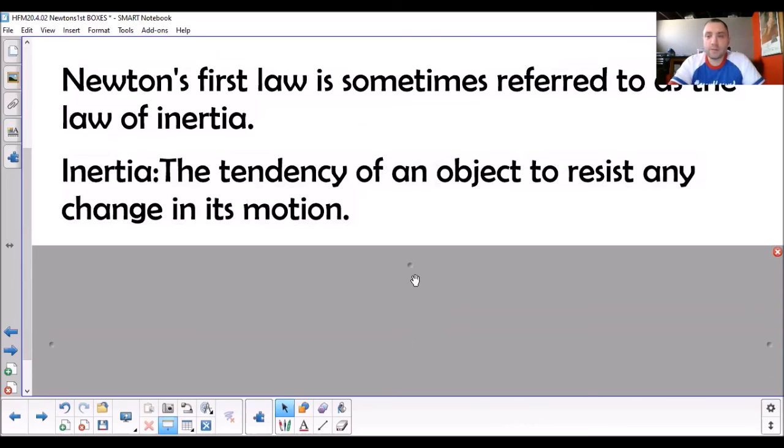Inertia is the tendency of an object to resist any change in motion. So it's basically a restating of Newton's law. An object wants to keep doing whatever it's doing. If it's in motion, it wants to stay in motion. If it's stopping, it wants to stop.